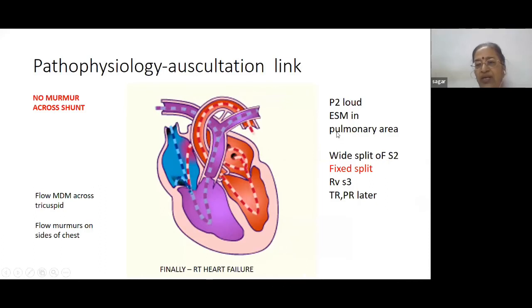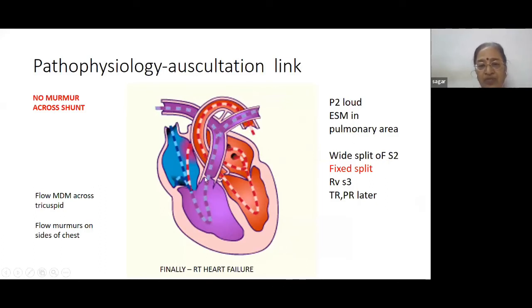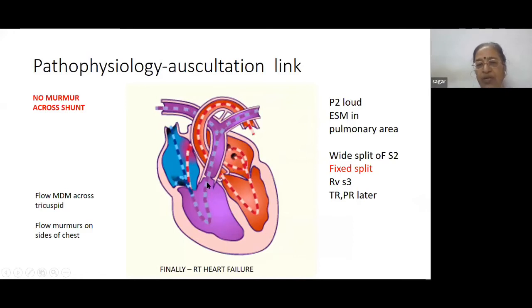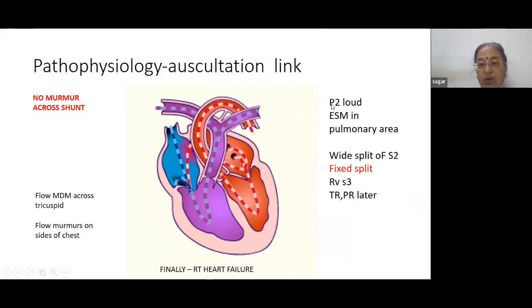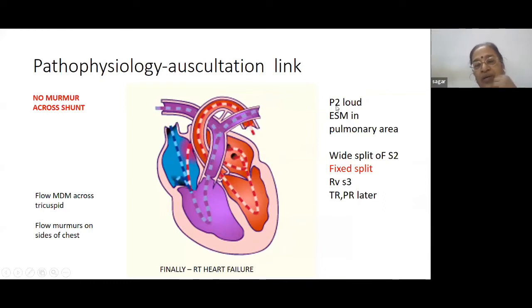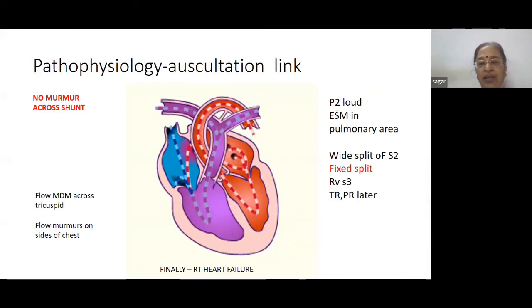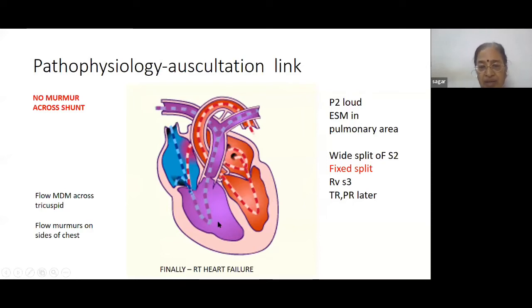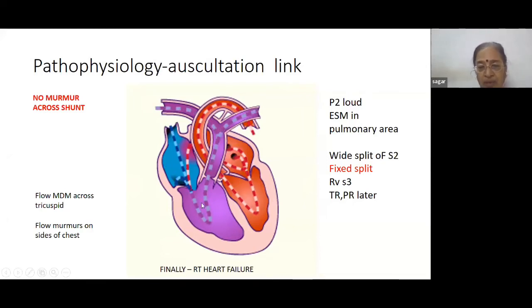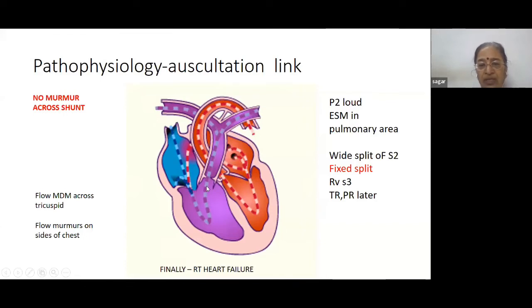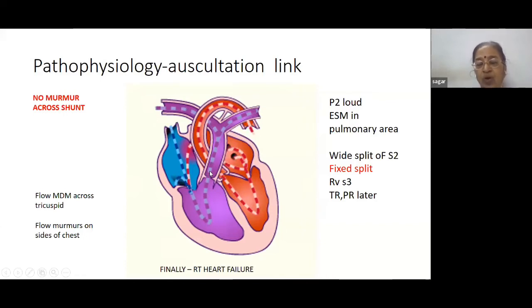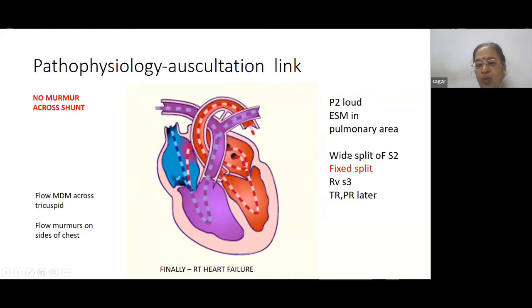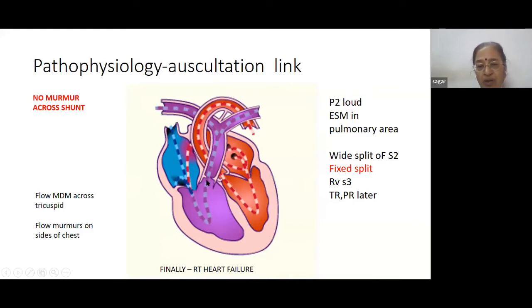So that is why you get an ejection systolic murmur in the pulmonary area because of excess blood going through this normal pulmonary valve. And like we said, P2 can be loud because of hyperkinetic or pressure-induced pulmonary hypertension. And then you get a wide splitting of the S2. Now, why is there a wide splitting of the S2? This is because the right ventricle takes a longer time to eject the amount of blood that comes into it. So the right ventricle takes a longer time, so the P2 closes late. So you get a wide splitting of the S2 because of the prolonged right ventricular systole.